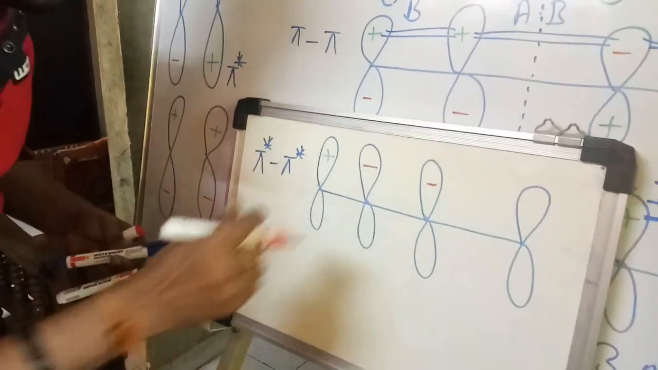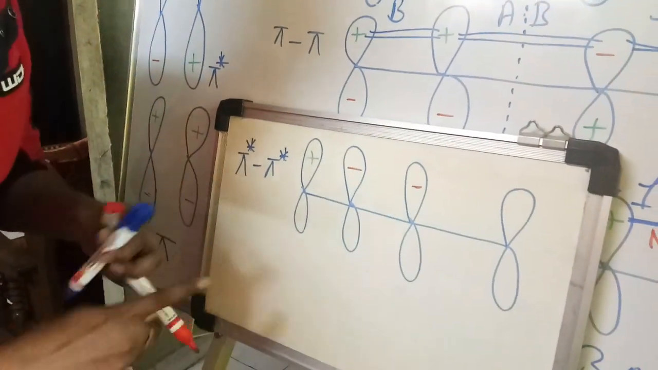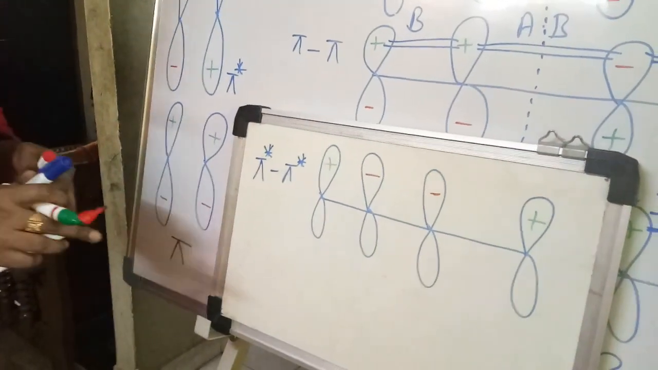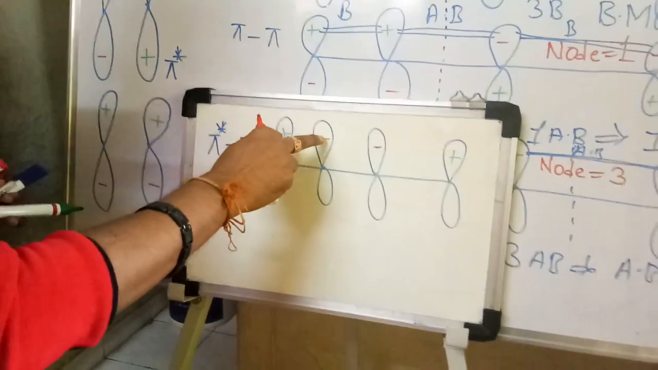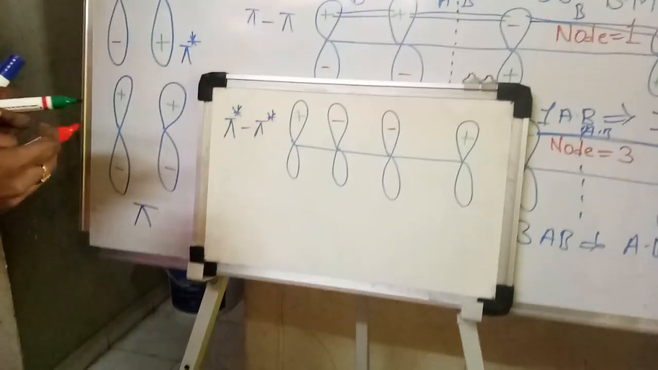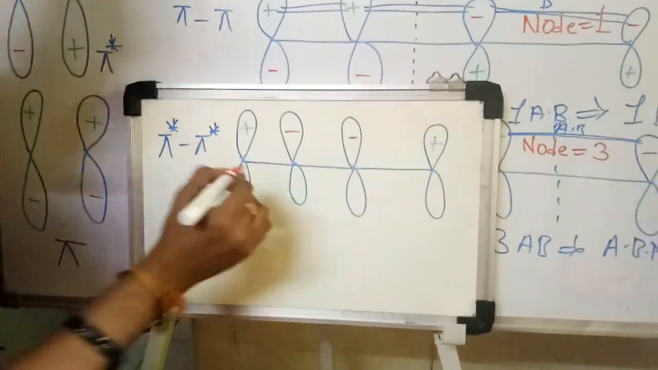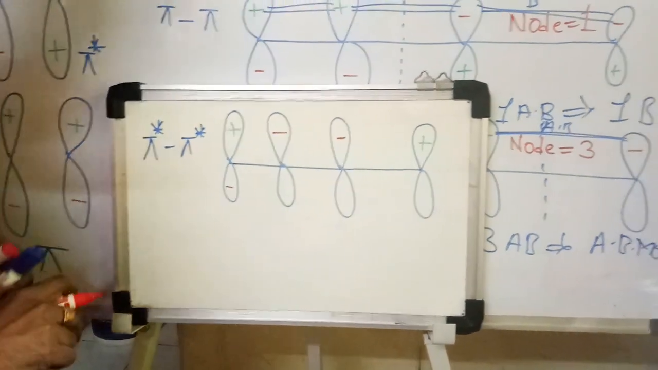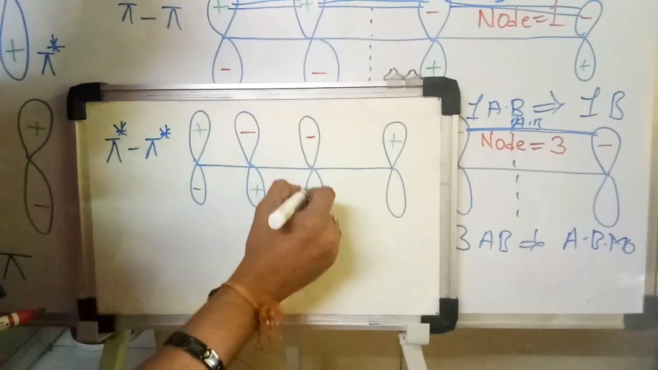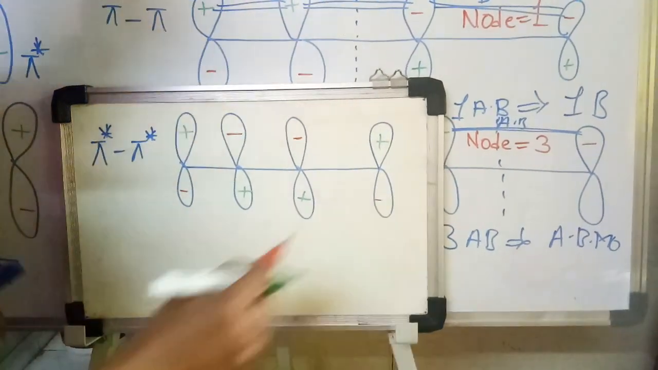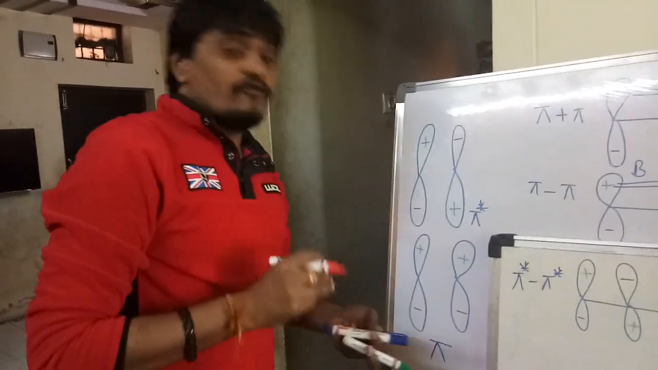It will be negative, and this will be the positive. This will be the positive, right? Positive, negative, negative, positive, right? Now we have to fill the lower lobes, right? So if this is positive, this is negative, and this is negative, this is positive, and this is negative, this is positive, and this is positive, this is negative. Negative. Now let us see the number of nodes present.